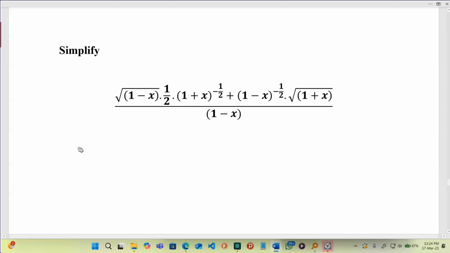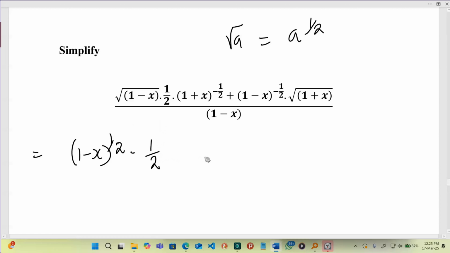So this is the same as having (1 minus x) raised to a power a half, because square root of a is the same as having a to power a half. So using that rule, I'll apply it here, and then I'll have (1 minus x) to power a half, then times 1 out of 2. Then times 1 divided by (1 plus x) to power a half, because this is to a negative power, and I've already told you how you treat that.